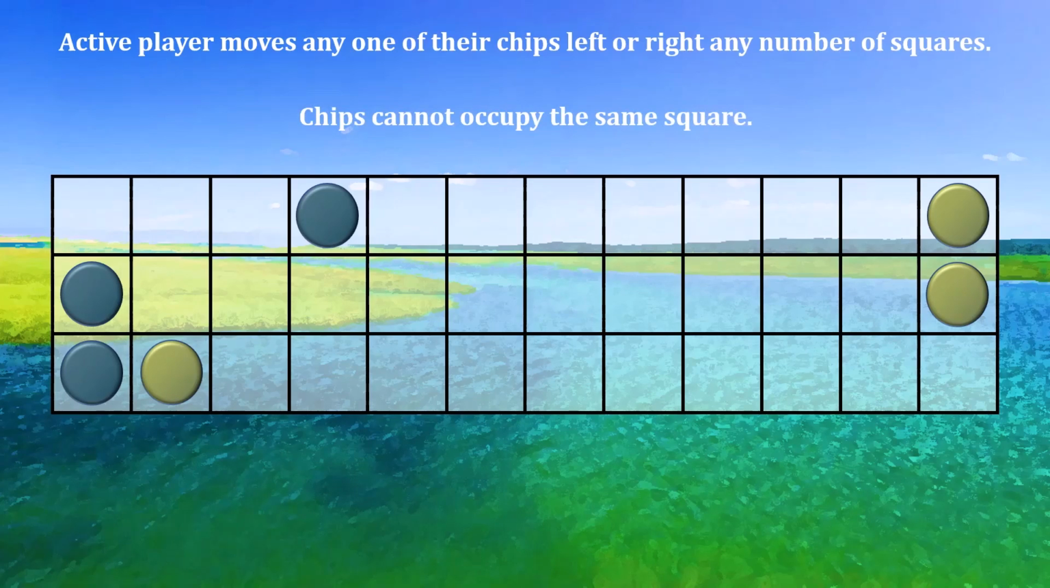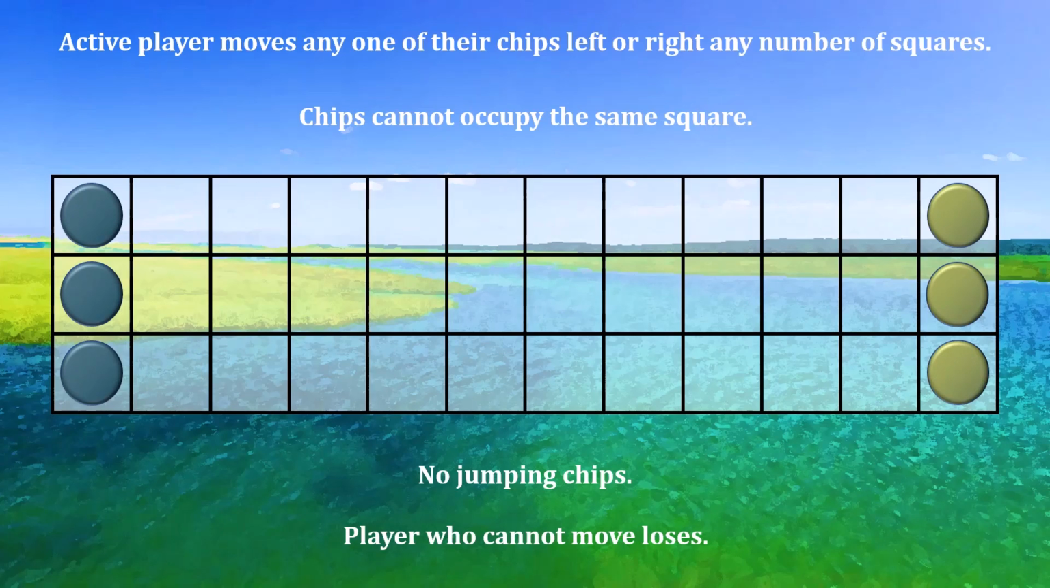For one, chips cannot occupy the same square. For example, on my next move, it would be illegal for me to do something like this. Second, there is no jumping of chips. Thus, it would be equally illegal for me to move past your chip like this on my turn. The player who cannot move loses the game, and the other person will be declared the winner.